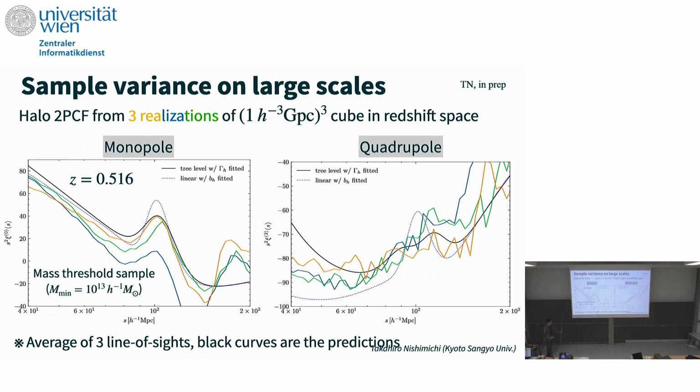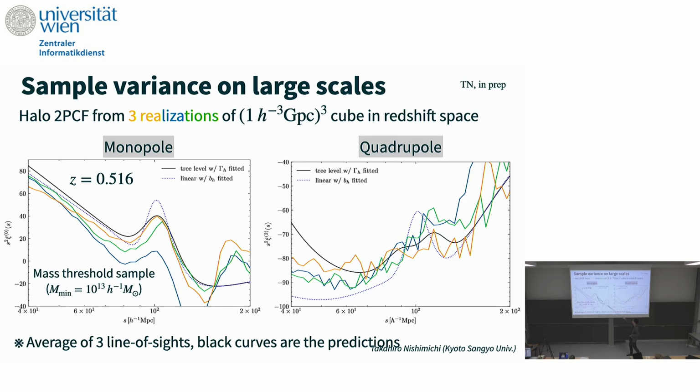Okay, the main topic here. What I would like to address is to control large scales based on perturbation theory. This is from three realizations of one Gpc cube simulations at redshift around 0.5, and each color shows one realization, after taking the average over three lines of sight. These are halos in redshift space. One Gpc, if you have worked on simulations, you know this is not sufficient.